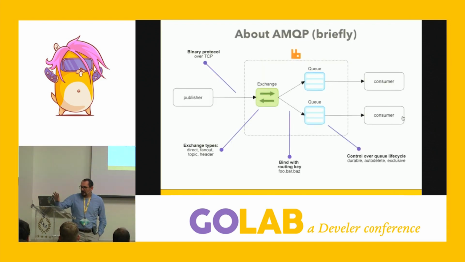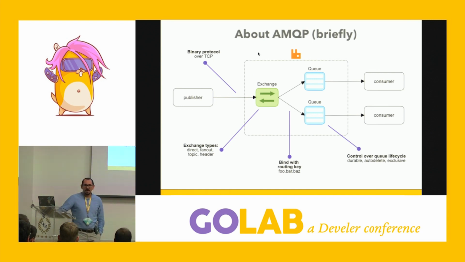And so, yeah, about the AMQP, very briefly, for those of you who are not familiar with it, this is a very simple representation of how an AMQP system works. On the far left side, you have the publisher, which is the component that produces messages. And it sends these messages over to the MQ instance over TCP. As I said, AMQP is a binary protocol. And then the first thing that we have here is the exchange that you see in green.